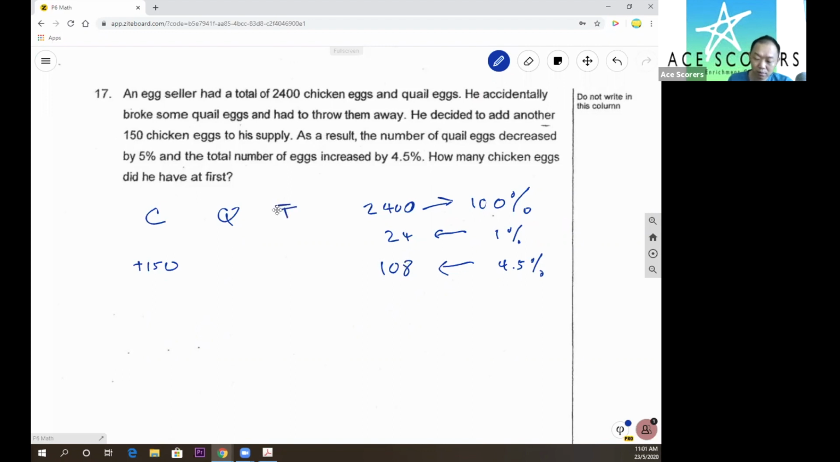Wait, at first the total was 2,400. Then the new total became 2,508. Alright. Now this is also after adding 150. So before adding 150, if you take 2,508 and minus 150, we get 2,358.